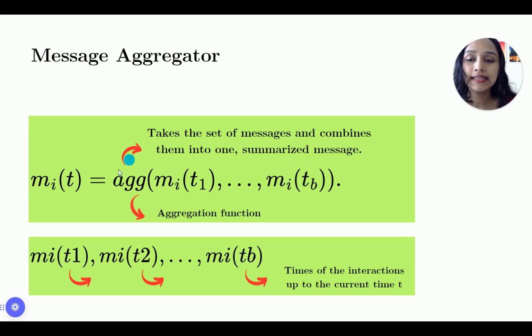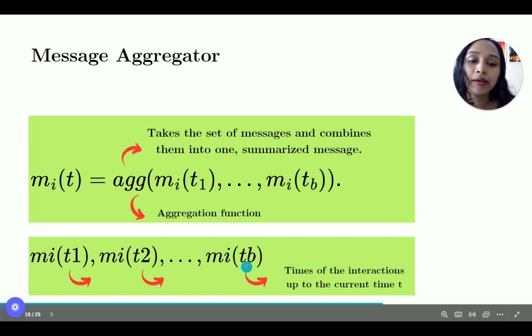So here you can see Mi of t is the memory of node i at the instance of time t, and agg is the aggregation function. What this aggregation function does is it takes a set of messages and combines them into one single message. So Mi of t1, Mi of t2 and Mi of tb, these are the times of interactions up to the current time t.